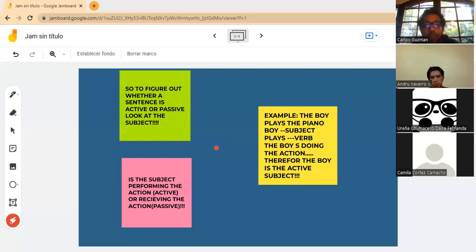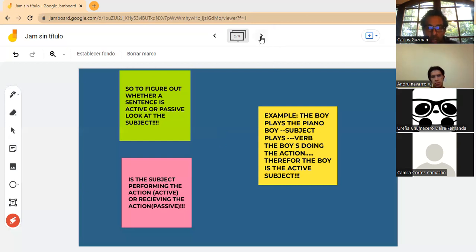All right, so active voice, the subject does the action, the boy plays the piano. He's doing the action, he's playing the piano. The piano is being played by the boy. The piano becomes the subject and is receiving the action. So that's passive voice. Active voice, the subject does the action. Passive voice, the subject receives the action.